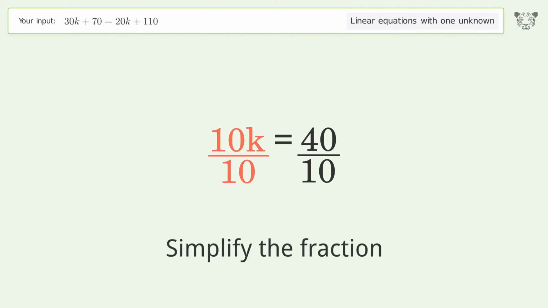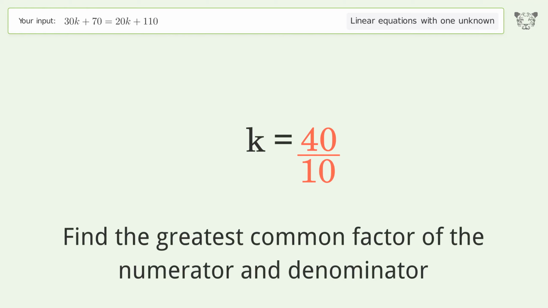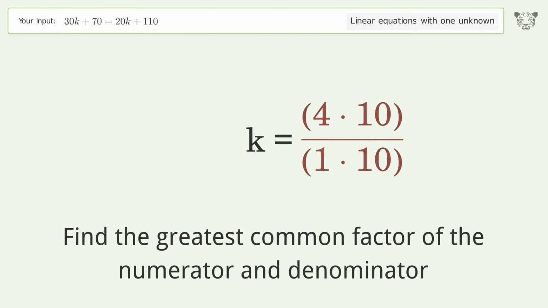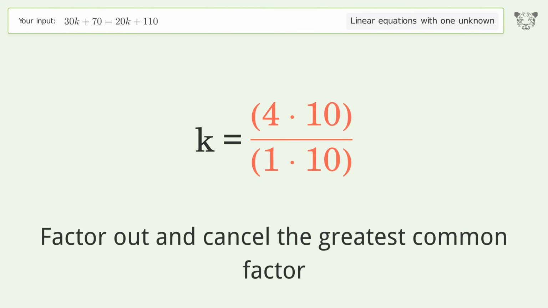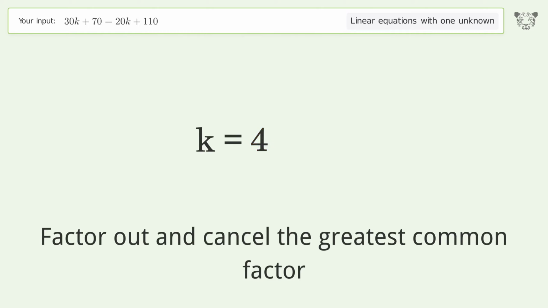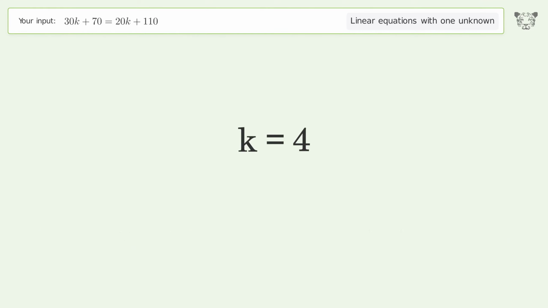Simplify the fraction. Find the greatest common factor of the numerator and denominator. Factor out and cancel the greatest common factor. And so the final result is k equals 4.